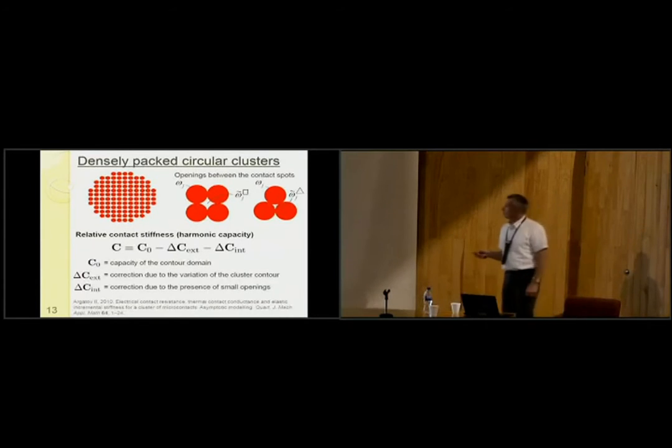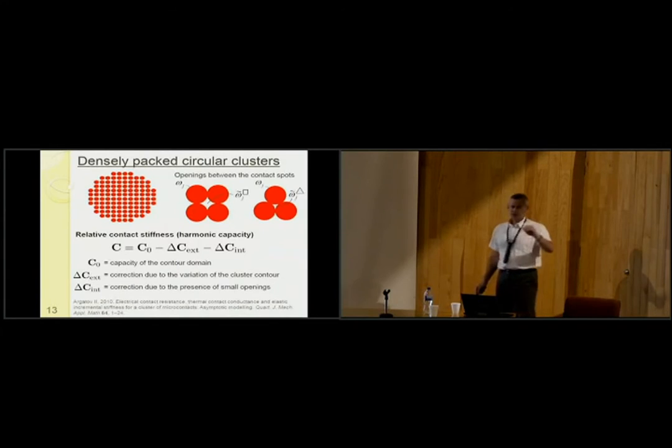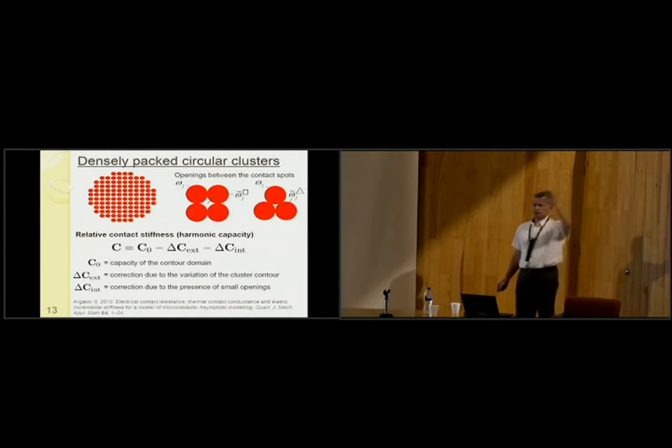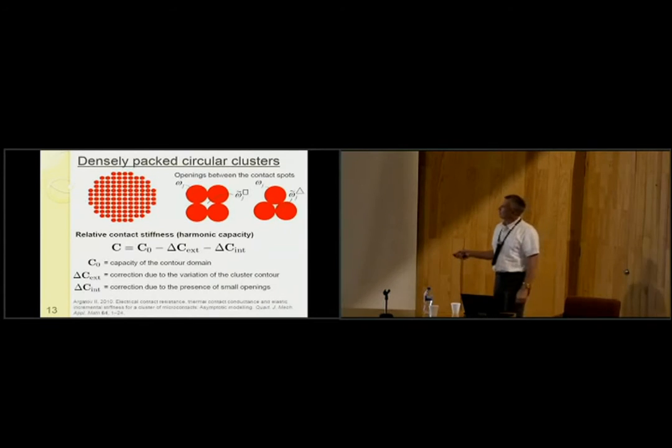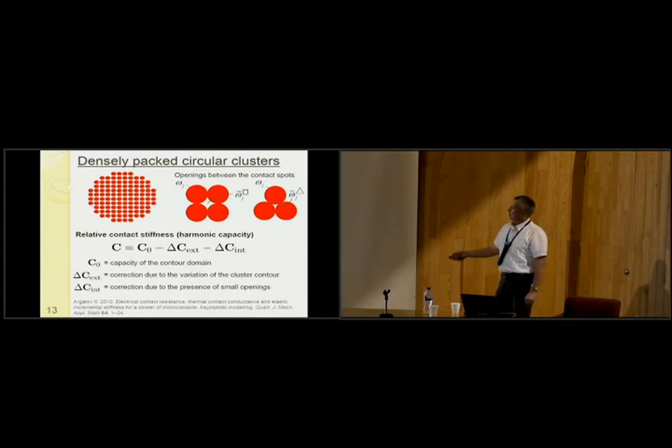So this slide presents the situation when we have densely packed circular clusters, which can be modeled as a number of small cracks inside circular contact. And it is very interesting that contribution from the cracks due to variation of area when we introduce small openings is of the same order of magnitude as the contribution from the variation of the boundary.